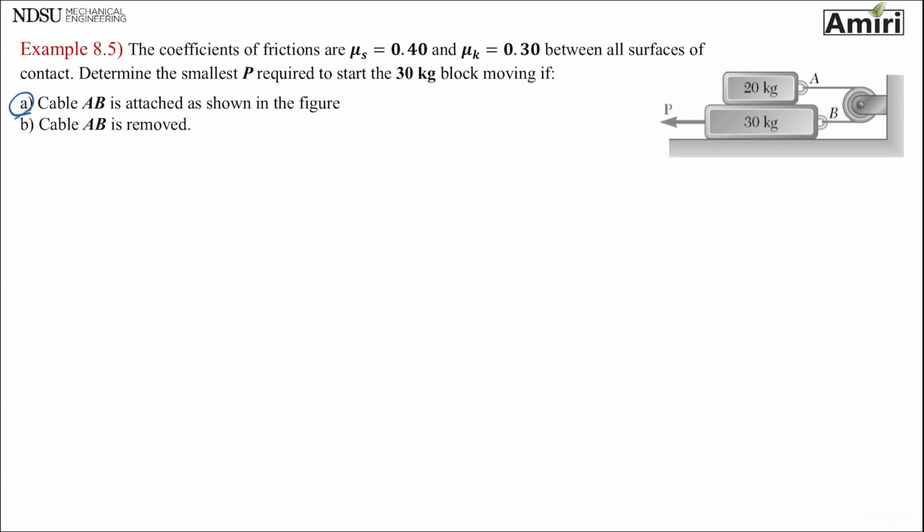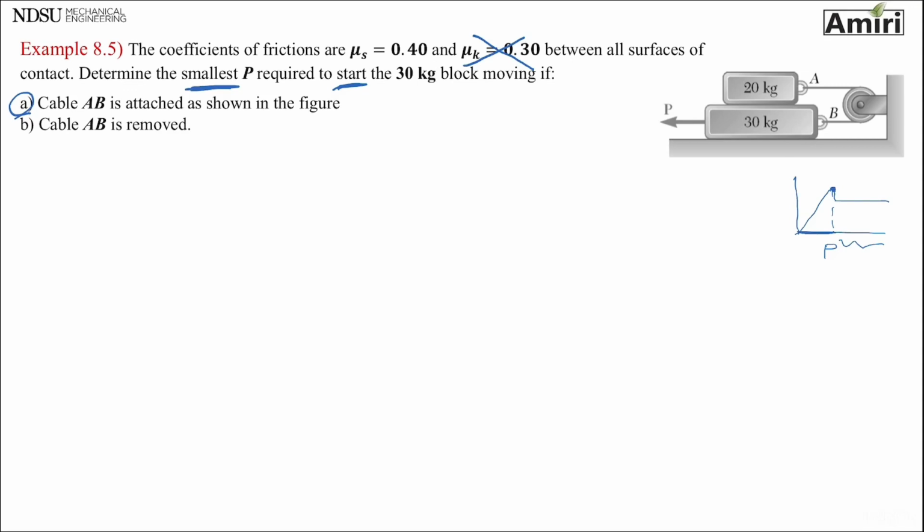So the coefficient of static friction, first of all, I don't care about that because I analyze the stuff. Remember, smallest P. If you remember from the graph that we had, this P is impending motion. That is the smallest P, because anything after this point is larger than that P. So impending motion is always my smallest P that will start. See that start means impending, the 30 kilogram block moving. So we want B to move if cable AB is attached.